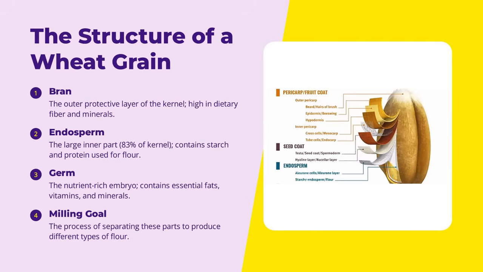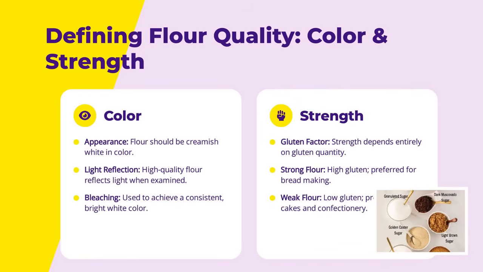Now let us understand how flour quality is evaluated. The first quality parameter is color. Good quality flour should have a clean creamish white appearance. Dull coloration may indicate poor quality wheat or improper storage. The next parameter is light reflection. Fine and high quality flour reflects light uniformly because of its smooth particle size and purity. Another important process mentioned is bleaching. Bleaching improves the whiteness of flour and provides a more uniform appearance, particularly for cake flour.